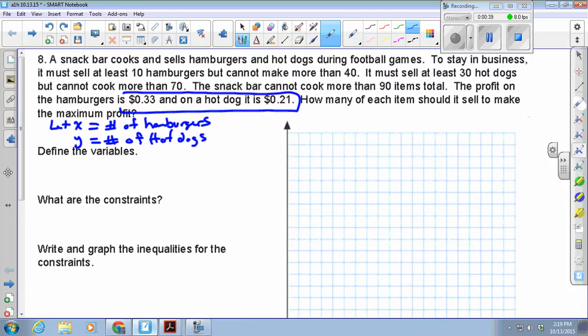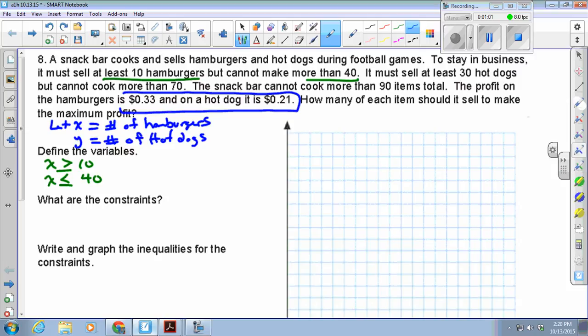We're going to go back to hamburgers and hot dogs. To stay in business, we must sell at least 10 hamburgers. That means x has to be greater than or equal to 10, but not more than 40 hamburgers. That means x has to be less than or equal to 40.